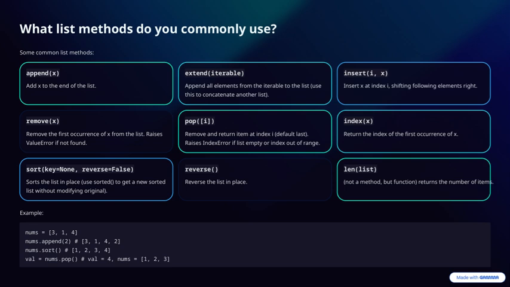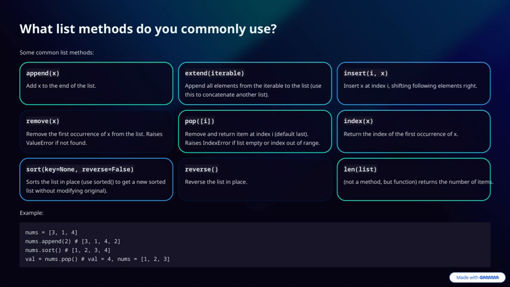Inserting new elements at a particular position is done with insert(i, x), shifting subsequent elements to the right. You can also extend the list by adding all elements from another iterable with extend(iterable). And finally, appending at the end of the list is simple with append(x). These methods are fundamental for managing and manipulating lists effectively.